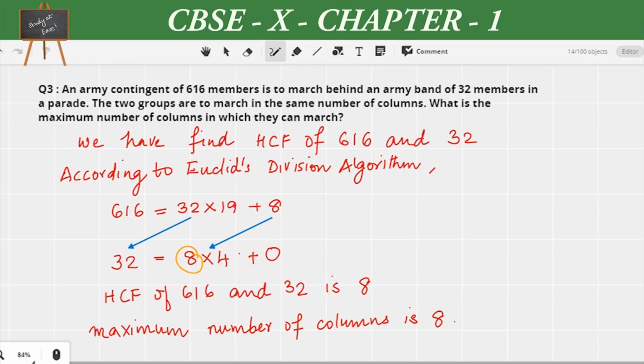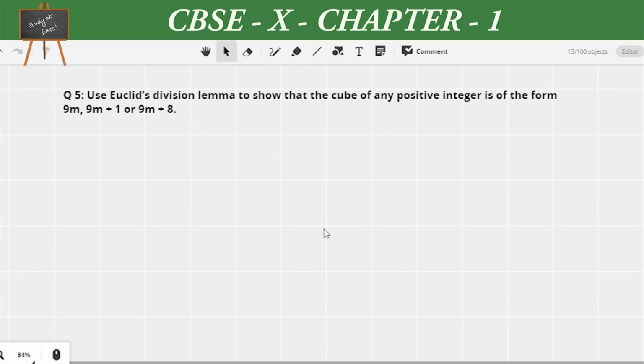So let's look at the next question, which is the fifth question from this exercise, which says, use Euclid's division lemma to show that the cube of any positive integer is of the form 9m, 9m plus 1 or 9m plus 8. So this is a bit tricky question, so let's see how to do this question.